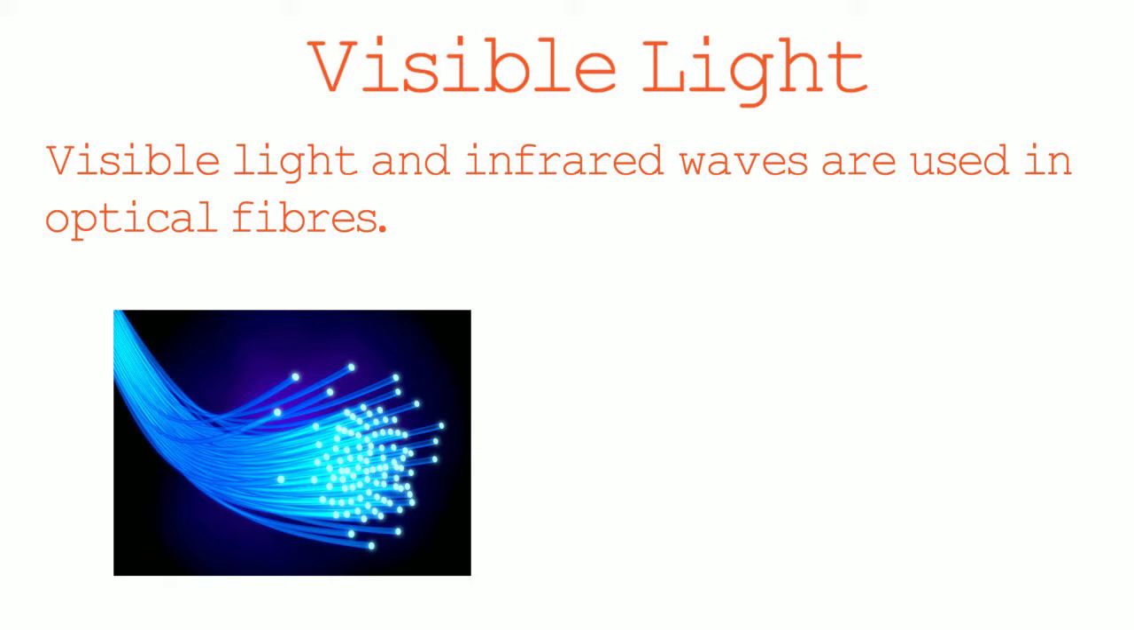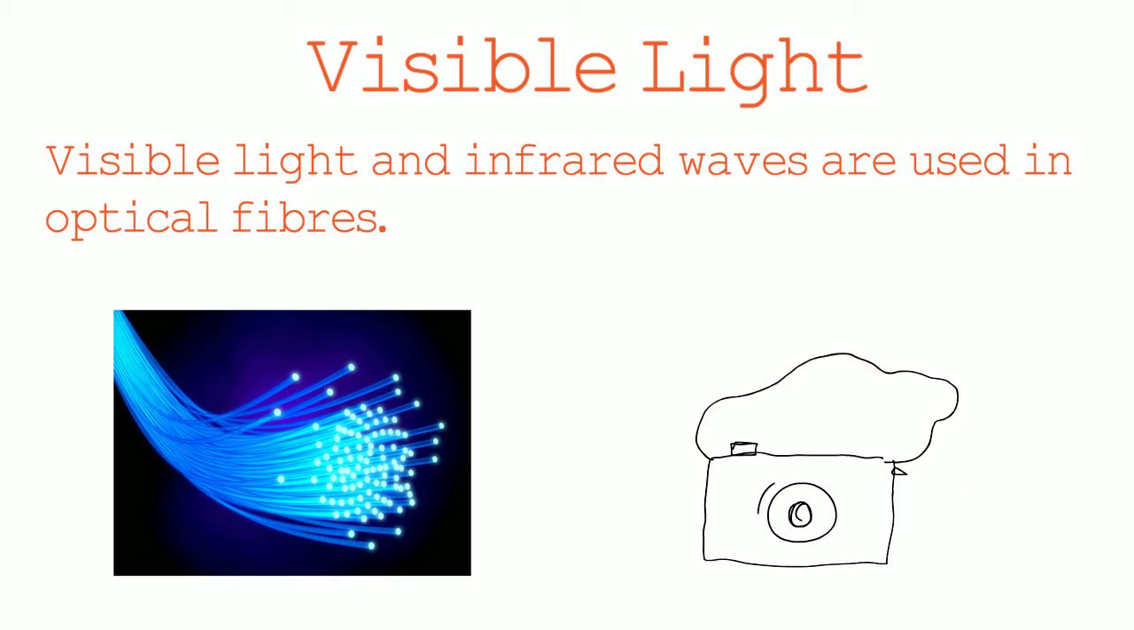Fibre optic cables are able to carry more information than ordinary cables of the same thickness. Also, they are able to maintain the high quality of signal over very long distances. Cameras also use visible light. A lens is used to focus the visible light. We then control the amount of light that is let into the camera by changing the aperture, which is the size of the hole, and the shutter speed, which is the amount of time that the lens is open for. A film is then exposed to light, and after development a picture is revealed.